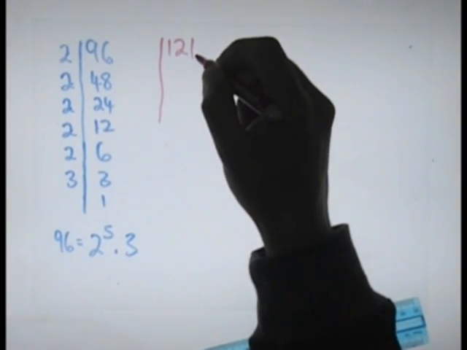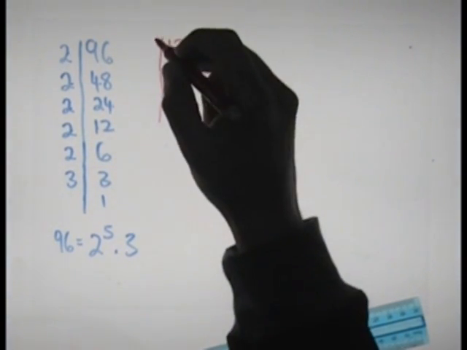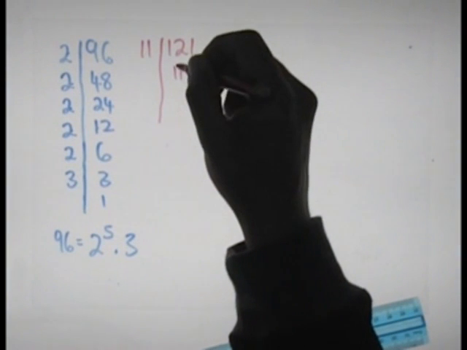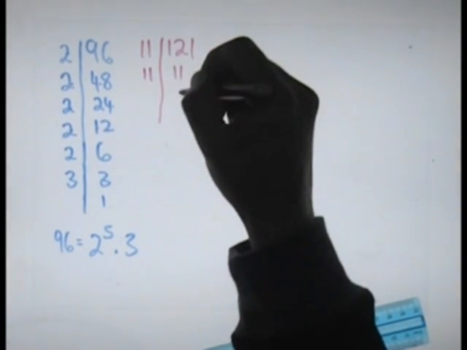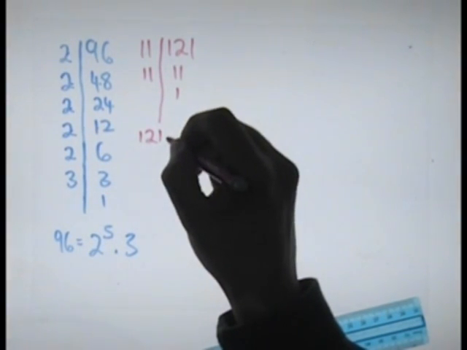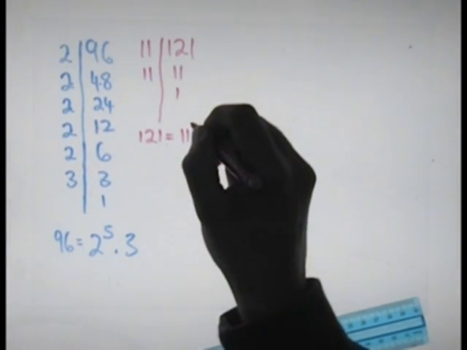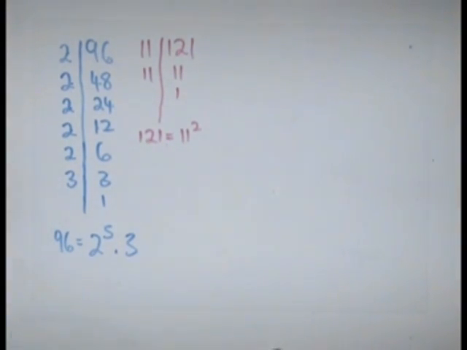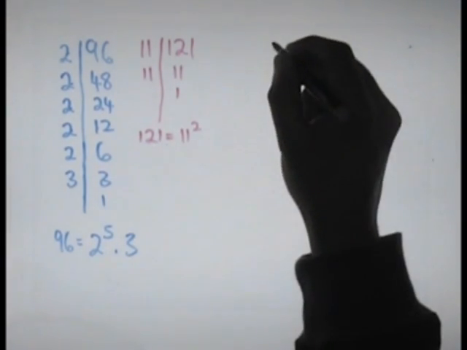Smallest prime number into 121 is 11, and that goes 11 times. Smallest prime number into 11 is itself, and that goes 1 time. That means that 121 is equal to 11 squared, and you can check that on your calculator. The next one we're going to go through is the number 798.